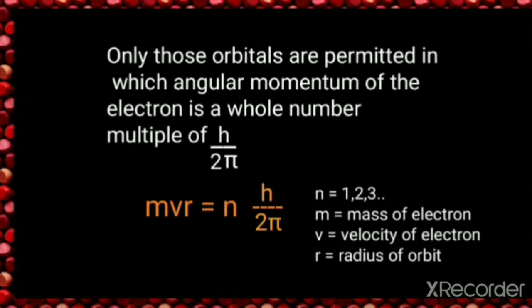According to this model, only those orbits are permitted in which the angular momentum of the electron is a whole number multiple of h by 2 pi. That means the angular momentum of the electron is equal to this relation, that is mvr equals n into h upon 2 pi, where n is a whole number, m is the mass of the electron, v is the velocity of the electron and r is the radius of the orbit, where h is Planck's constant value.